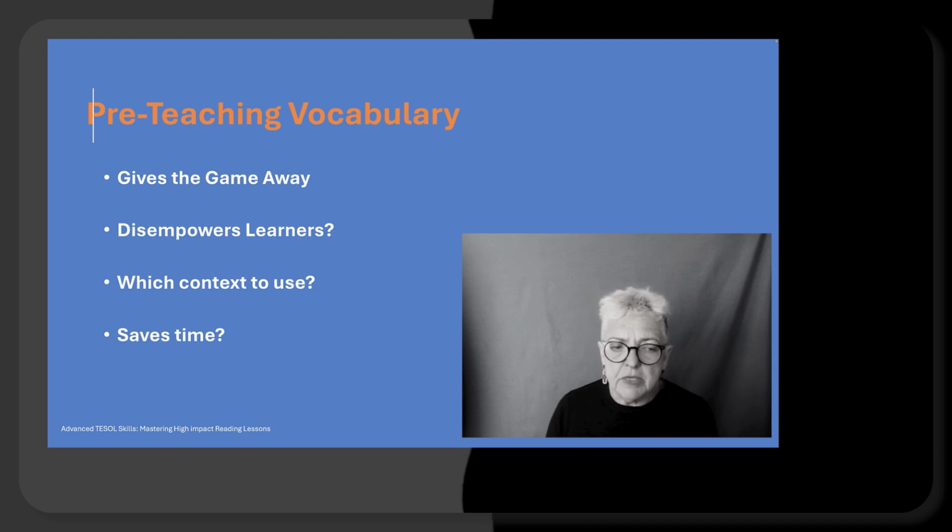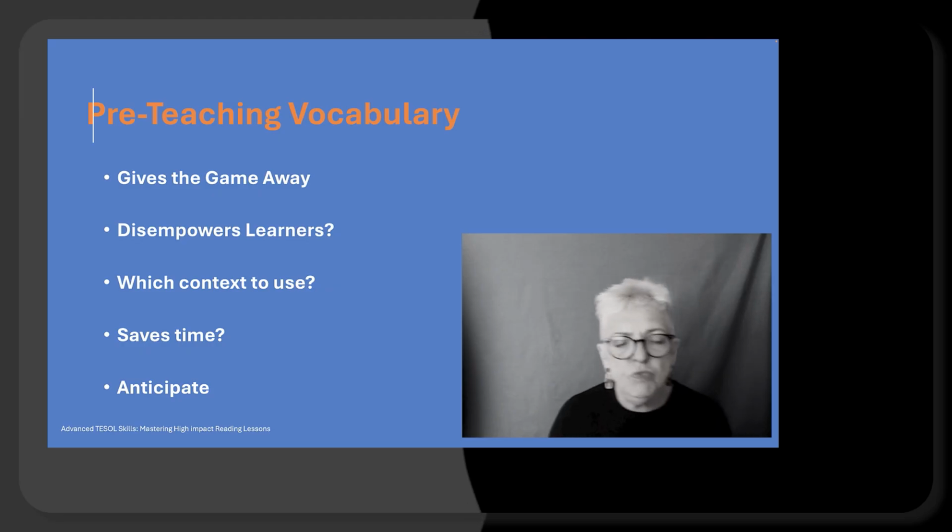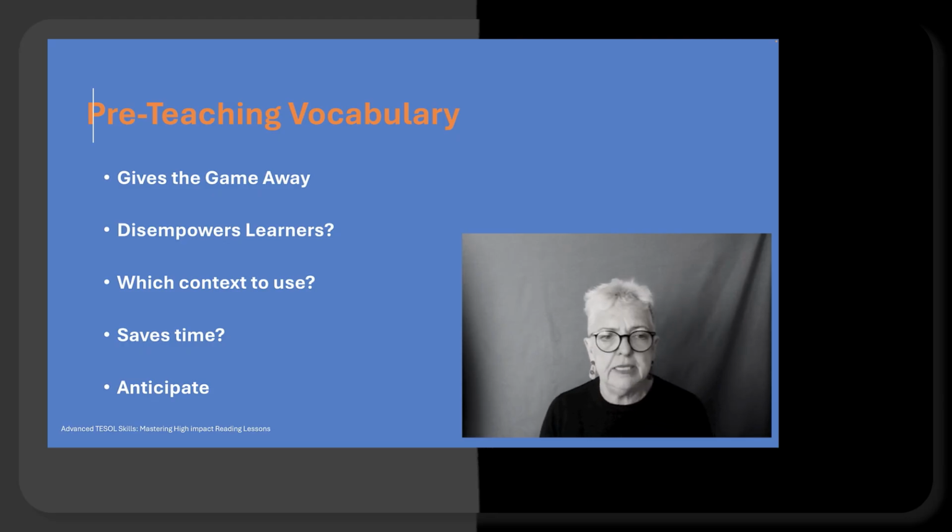Okay. Some people argue it saves time. I'm not convinced of that at all. The only thing that I would say is, yes, if your whole reading is about widgets, it may be an idea to pre-teach widget. But when we plan to pre-teach, we look at how we will present the meaning, how we will contextualize it, what it means, and also how we will check meaning.